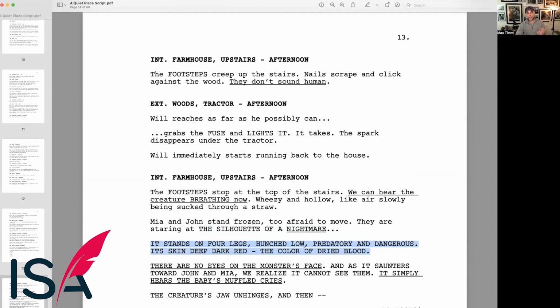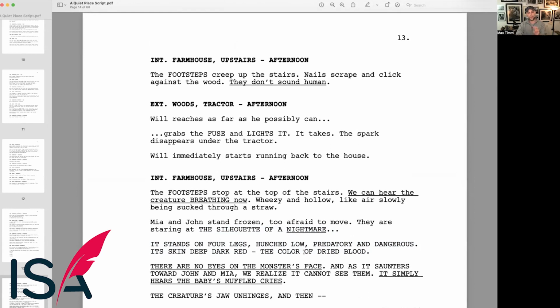But what they're doing in the sentence structure, which is really important where scene direction is considered, especially depending on the type of movie you're writing or TV show. It stands on 4 legs, hunched low, predatory, and dangerous. Its skin deep, dark red, the color of dried blood. This is, you could argue, not even a grammatically proper sentence. They're actually kind of fragments, and good. I don't need to read a perfectly grammatically correct sentence when you're just describing a monster that could kill the characters. I want to see the visual. There are no eyes on the monster's face, and as it saunters toward John and Mia, we realize it cannot see them. It simply hears the baby's muffled cries.